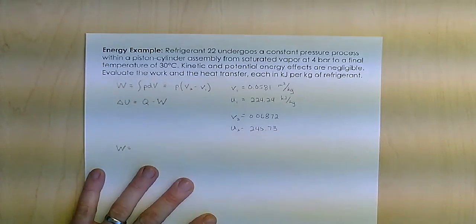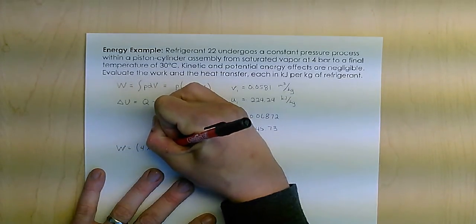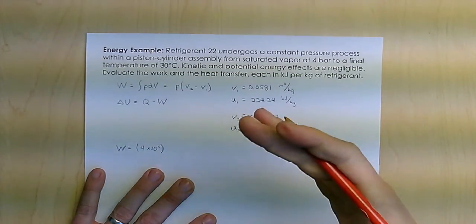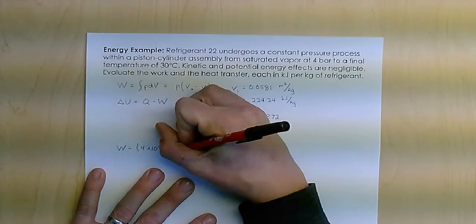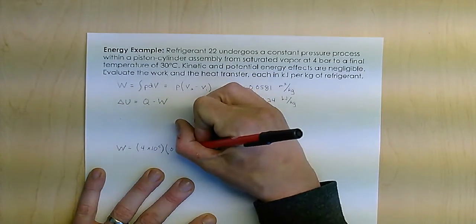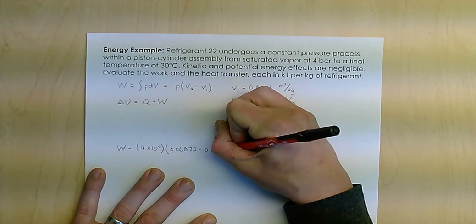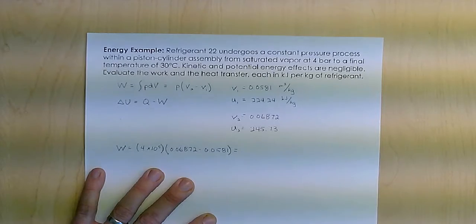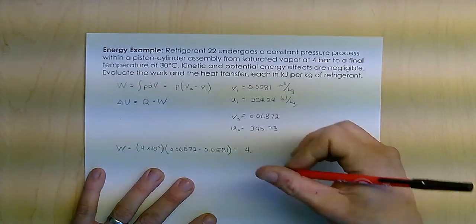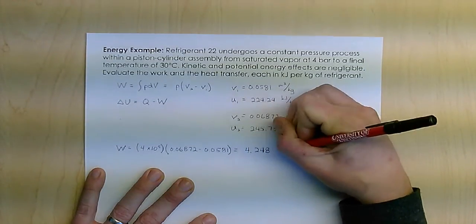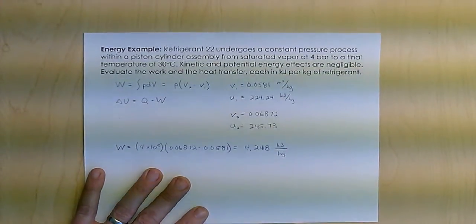Now that I have this, I can calculate my work. So my work, again, is going to be my pressure, which is 4 bars. So I take it 4 times 10 to the 5th, getting everything in its base units, times V2 minus V1, which is already in its base units. So it's 0.06872 minus 0.0581. And I can find the work then equals 4.248, and that's going to be in kilojoules per kilogram.